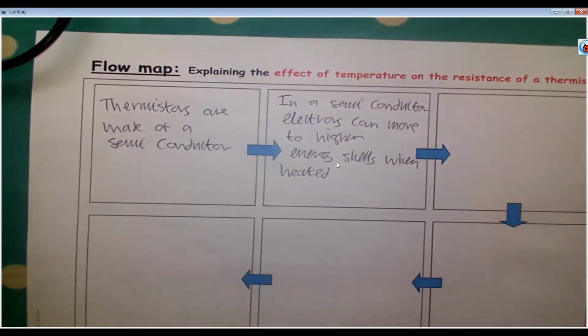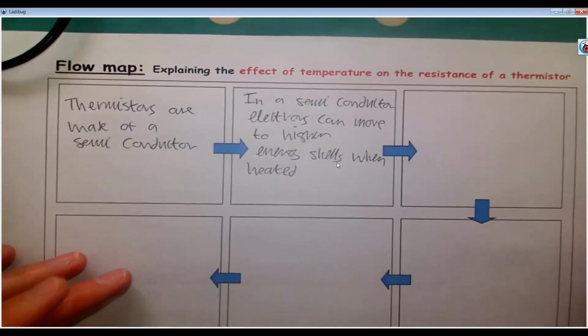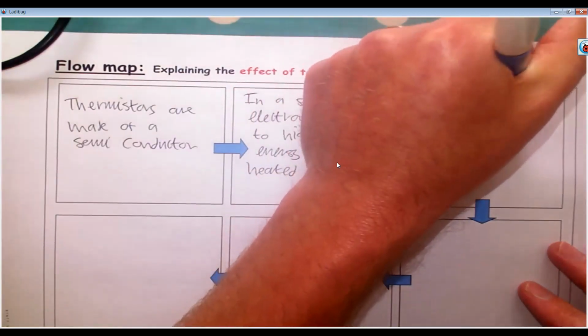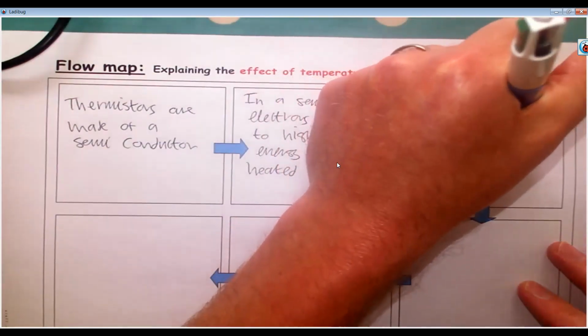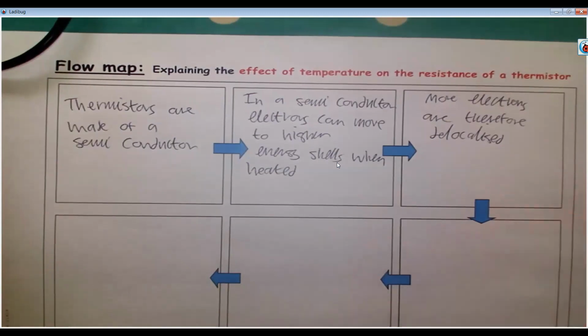Well, if you think about the structure of an atom, you've got the nucleus of the atom in the middle, you've got the shells around the outside, and that's what the electrons can orbit in. So if electrons can gain more energy and move up to different shells, they could actually become free from that atom and become free to move and become what we call delocalized. So that's our next box. More electrons are therefore delocalized. That means that they're free to move.